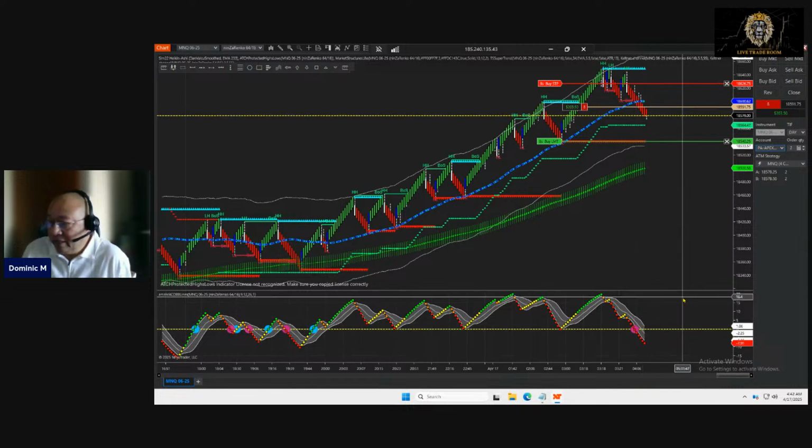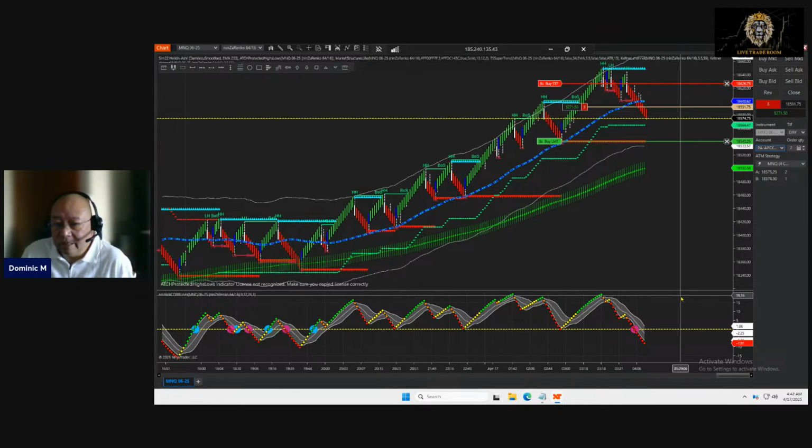So this is your basic chart. Very clean. You just have to understand, and I give all the rules on how to trade it.